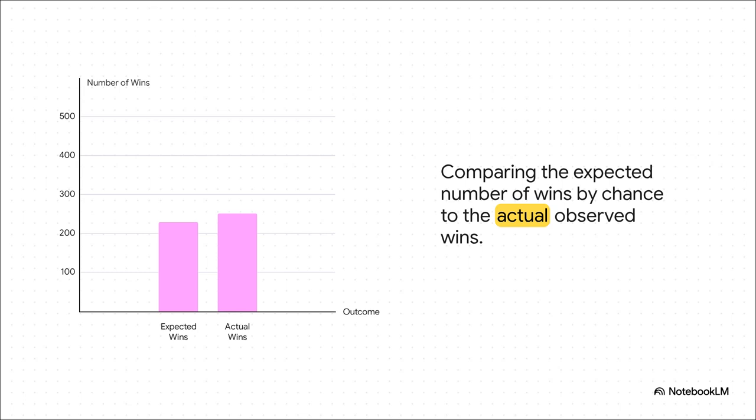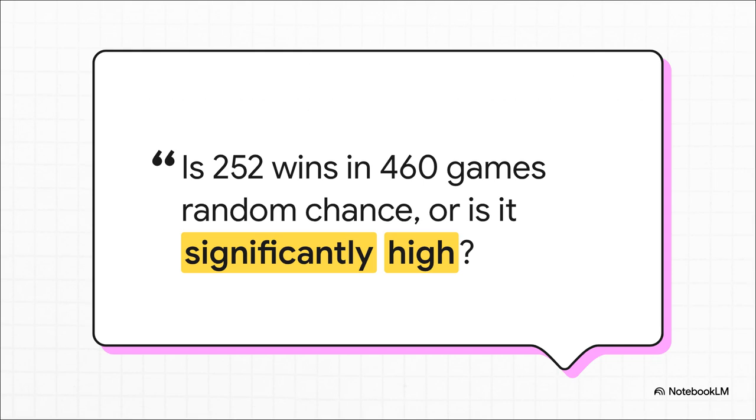The million-dollar question is, is that gap big enough to mean something? And this puts the question perfectly. We need a solid mathematical way to decide if 252 is just a normal random fluctuation around that 230 number, or if it's so far out there that it's really unlikely to have happened by chance alone. In other words, we need to test for statistical significance.